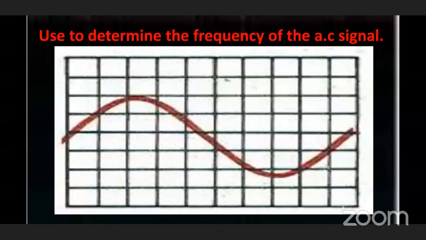But before we discuss frequency, I want us now to discuss how we can calculate the voltage. In that case, the vertical displacement of the spot on the screen is measured, and the voltage is determined by taking the displacement multiplied by the sensitivity. And in this case, the sensitivity is simply the voltage per division. This one division, in this case, what is the voltage?